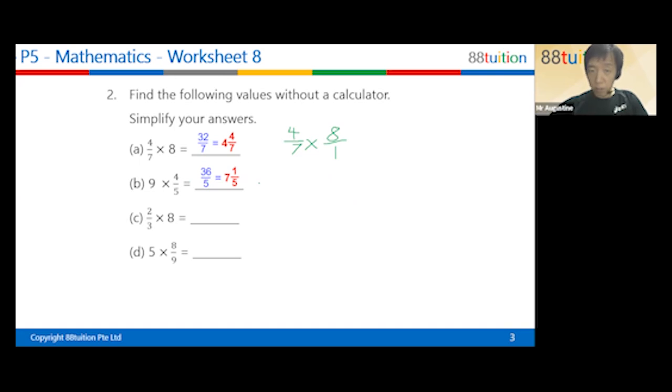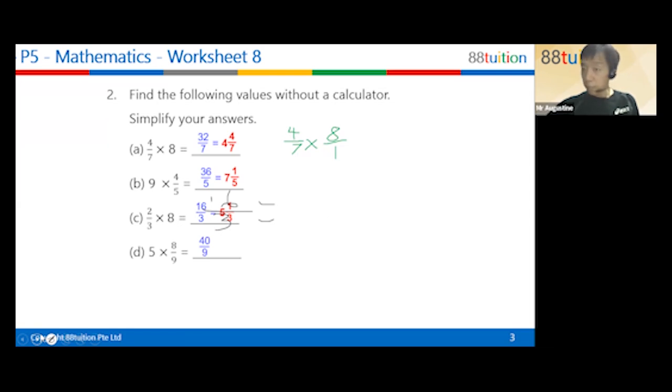So 36 out of 5, right? As you can see, you can pull out 7 multiples of 5, 7 times 5. That's why there are 7 wholes. Okay. So if anybody has any questions about converting to a mixed number, please let me know as well, so that we can go through them.